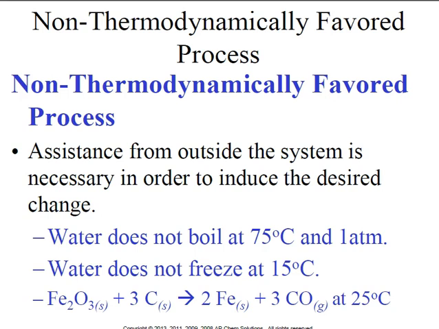Again, water does not freeze at 15 degrees Celsius, no matter how long it sits there. In order to get this to happen, you're going to have to change the system. Another example is the reaction that you see at the bottom. That reaction is iron oxide, which is rust, does not react with carbon naturally to form iron and carbon monoxide. What that's saying is rust is not going to undo itself naturally. We saw that rust will naturally form, but the undoing of rusting to change it back to iron is not a favored process. That's going to require energy.